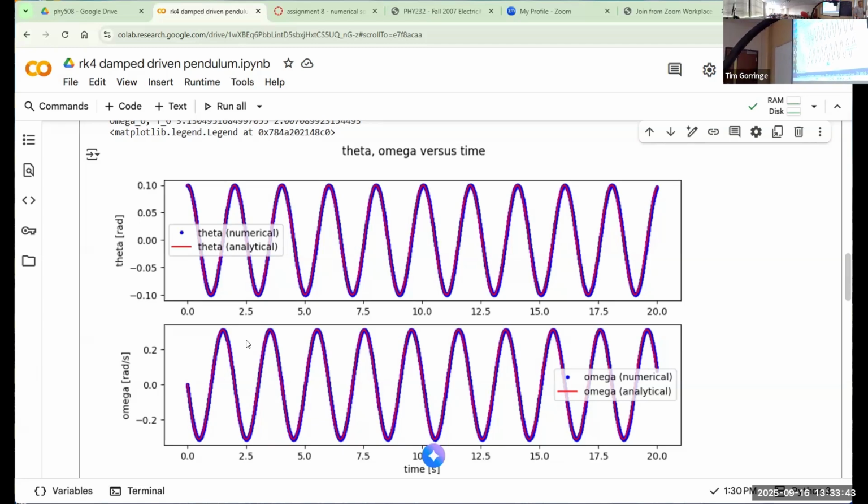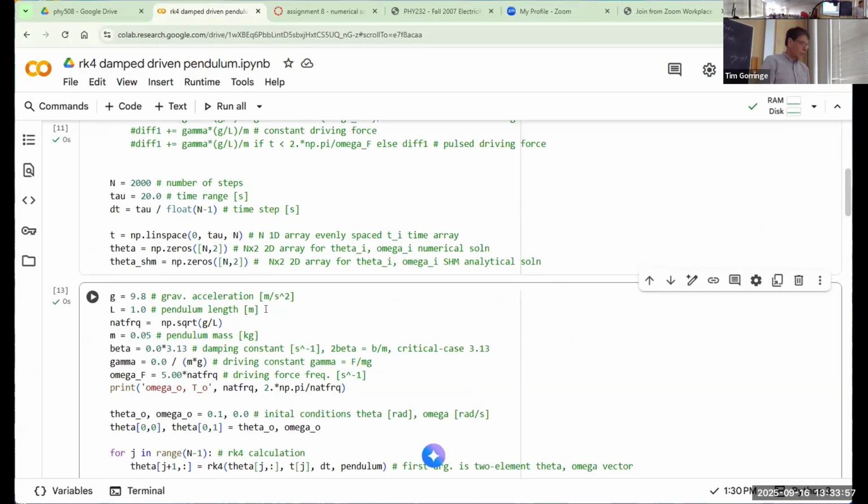And the two plots, omega and theta, are out of phase, because when omega is maximum at the equilibrium points, theta is 0, and vice versa. So that all makes sense. Let's do some things that are more interesting.